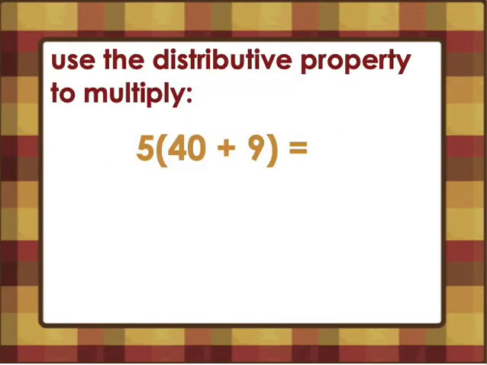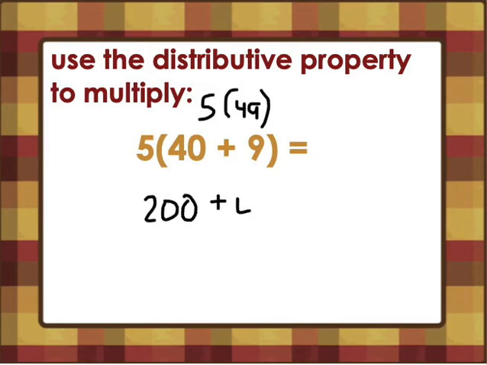Here I'm going to use the distributive property to solve 5 times (40 + 9). Again, we're going to use the distributive property because I don't know off the top of my head 5 times 49. So instead, I'm going to use the distributive property to make it easier. So I'm going to do 5 times 40, 5 times 4 is 20, and add a 0, plus 5 times 9 is 45, so I know that my answer is 245.